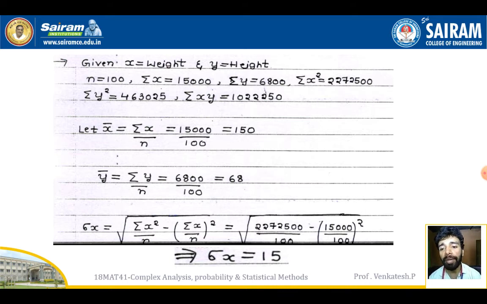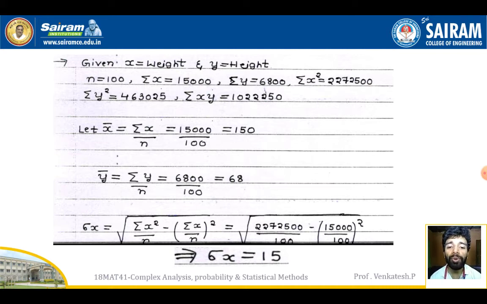Similarly, we have to estimate the value of y bar also. y bar is given by summation y divided by n. Replacing summation y as 6800 divided by the total number of students, I will get 68 as y bar. Sigma x, we already know the formula, is given by the square root of summation x square by n minus summation x by n whole square.